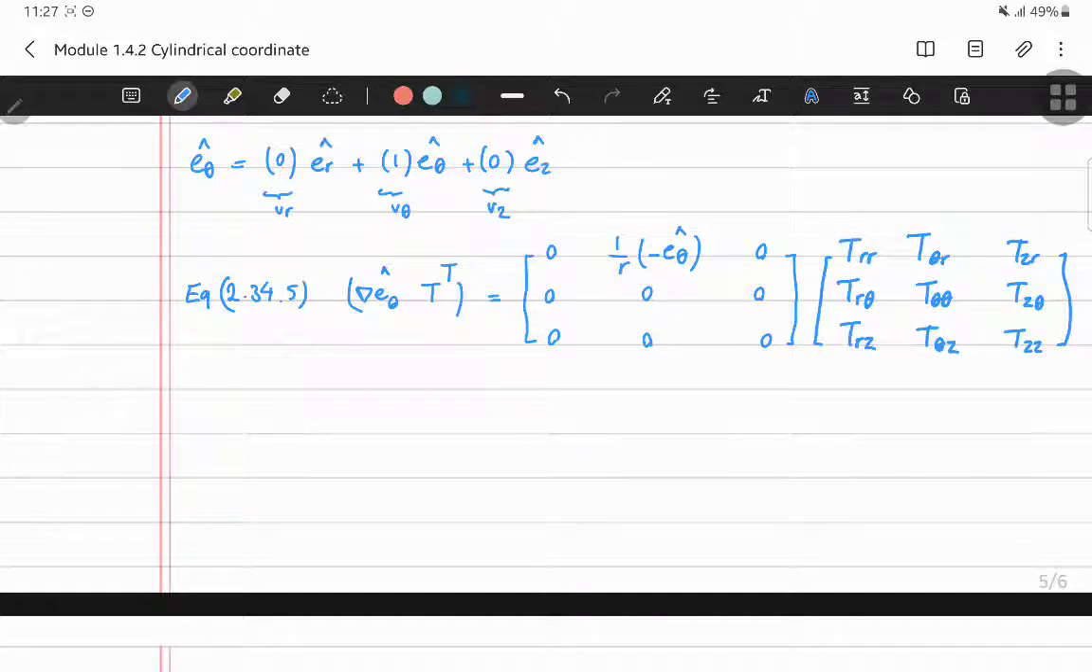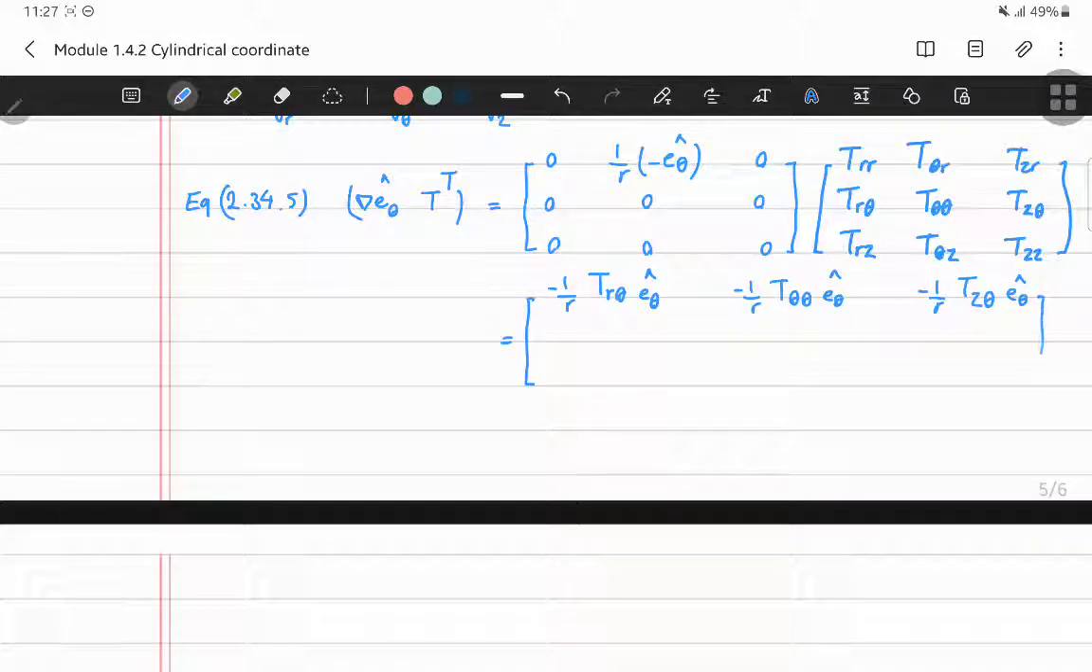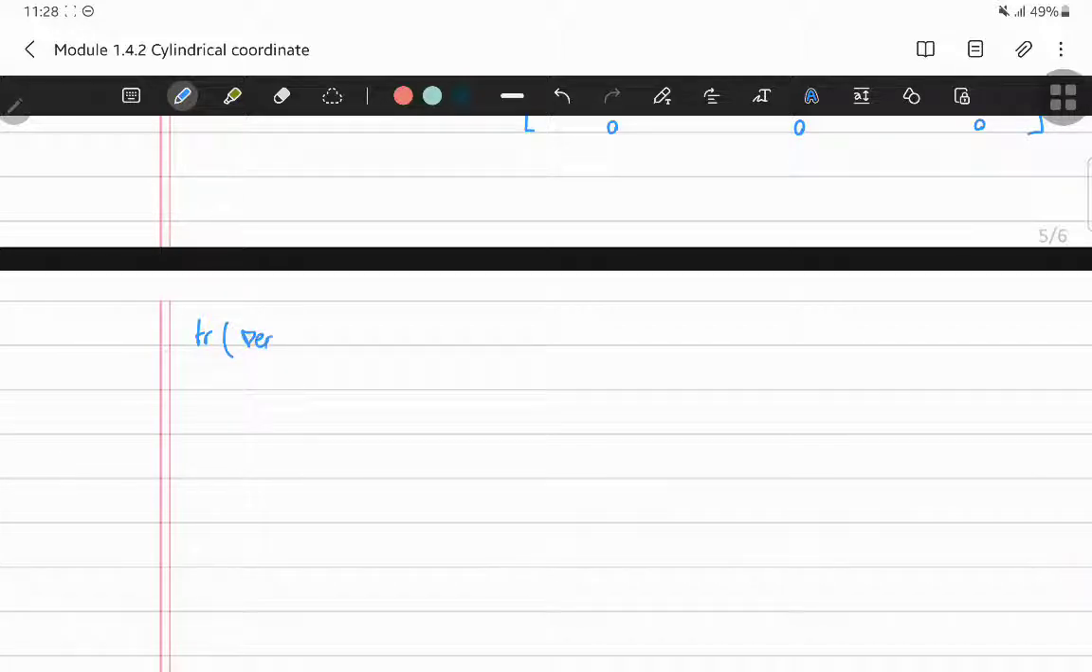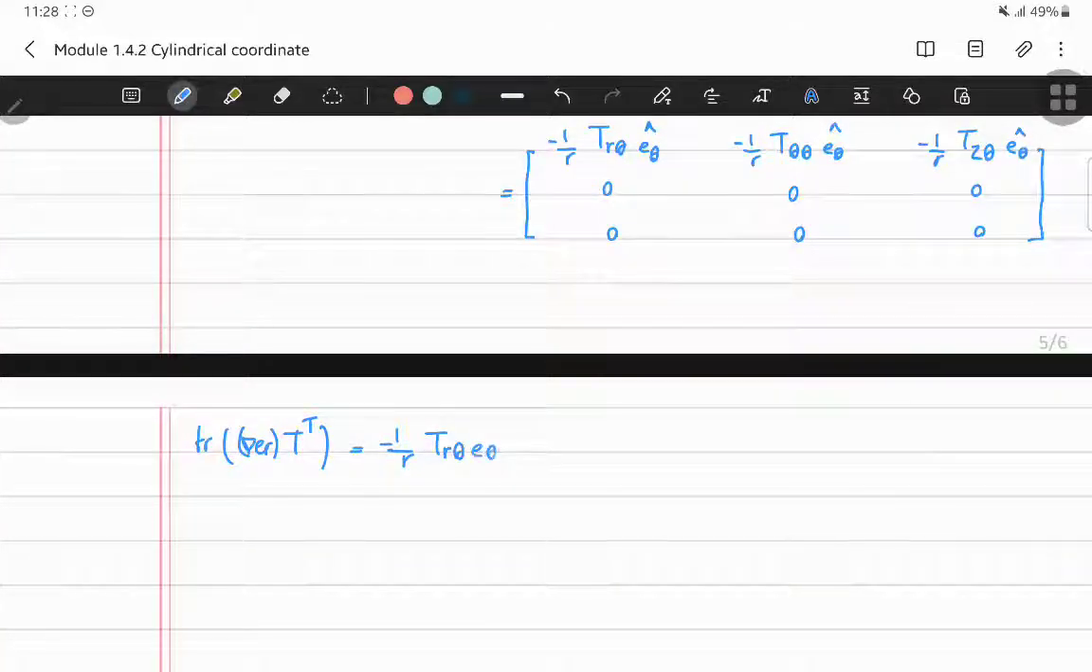All right, so this becomes minus 1 divided by R T theta theta E theta, minus 1 divided by R T theta theta E theta, minus 1 divided by R T theta theta E theta, 0 0 0 0 0 and 0. So the trace of del E R T transpose is this minus 1 divided by R T theta theta E theta.